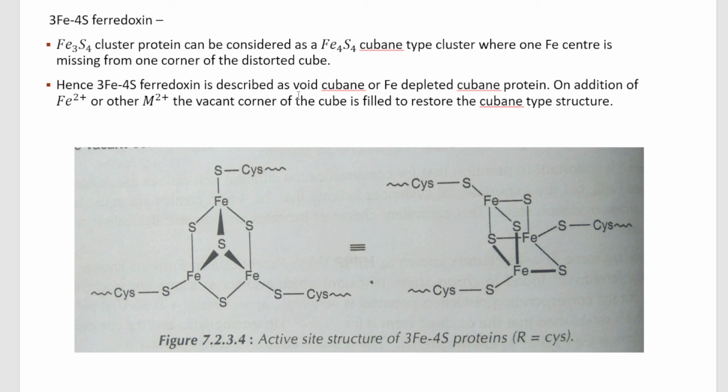Hence, it is described as a void cubane. That is, it is missing one Fe atom. So it is called a void cubane or Fe-depleted cubane. And on the addition of an extra Fe or any other metal atom, the vacant corner of this cube is filled and the cubic structure is retained. That is, it gets back its cubic structure. Otherwise, see, one center where one iron was supposed to be is missing. So it is like a distorted cube, an open cubic structure.